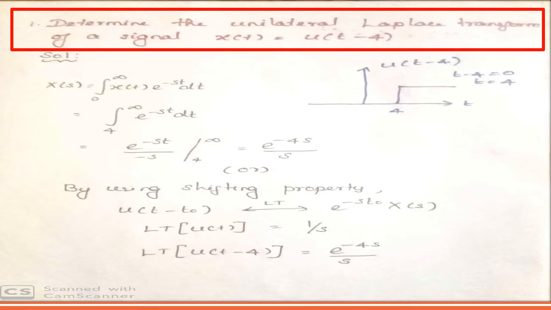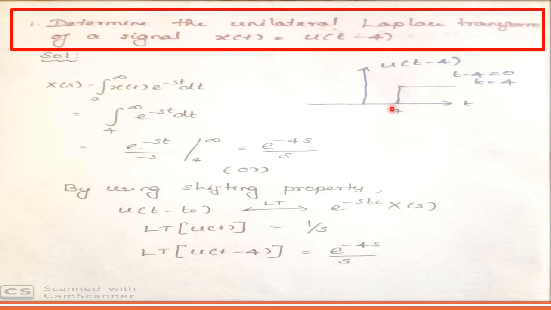So first problem: determine the unilateral Laplace transform of the signal x of t equal to u of t minus 4. Now we have to find the Laplace transform. Either we can apply the formula directly, otherwise we can use the properties. So u of t minus 4.